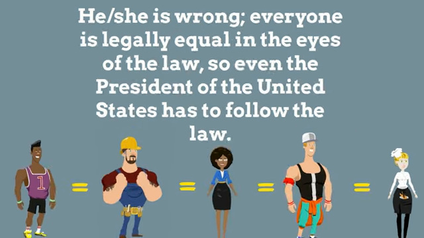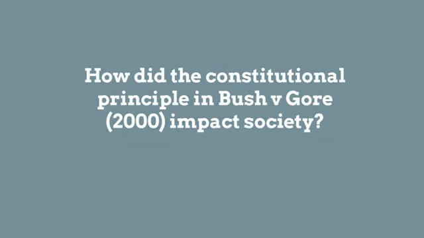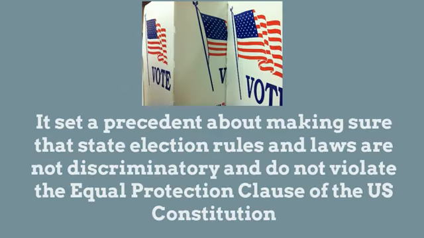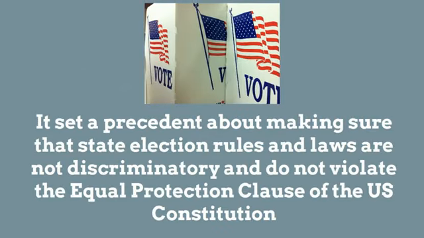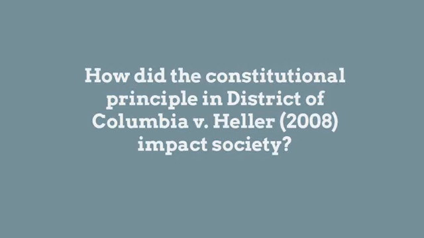Question 2. How did the constitutional principle in Bush versus Gore impact society? It set a precedent about making sure that state election rules and laws are not discriminatory and do not violate the Equal Protection Clause of the U.S. Constitution. Question 3. How did the constitutional principle in District of Columbia versus Heller impact society?